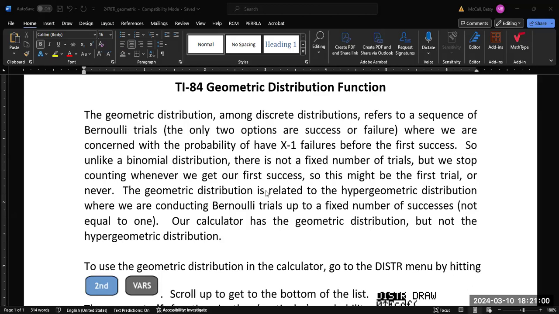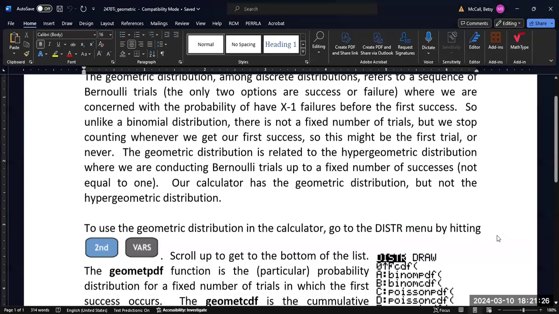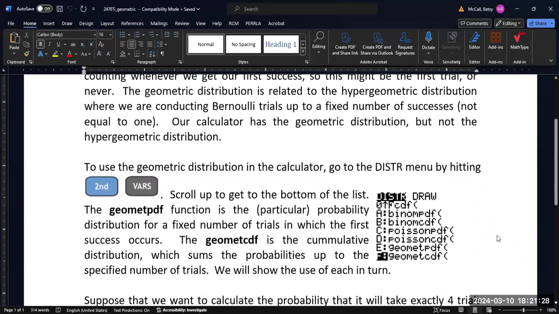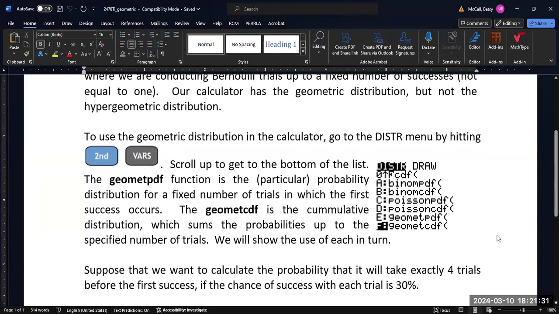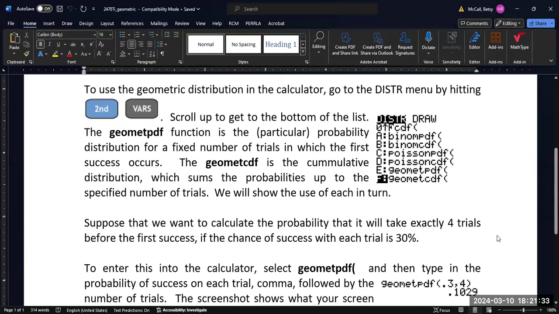So the geometric distribution is related to the hypergeometric distribution, but the hypergeometric distribution is not in the TI-84 calculator. The geometric distribution is. If you want to use the hypergeometric distribution, you would need to go to the formulas and use the counting formulas that make up the hypergeometric distribution. But we do have a function built in for the geometric distribution. Now, older calculators may not have this. So the TI-84 does, but older calculators may not.